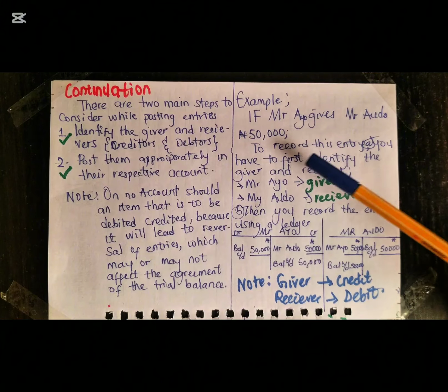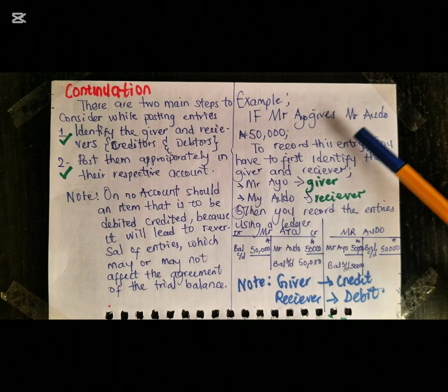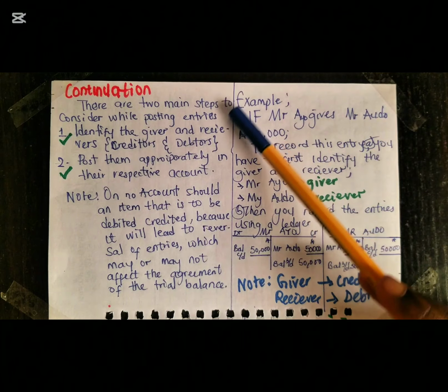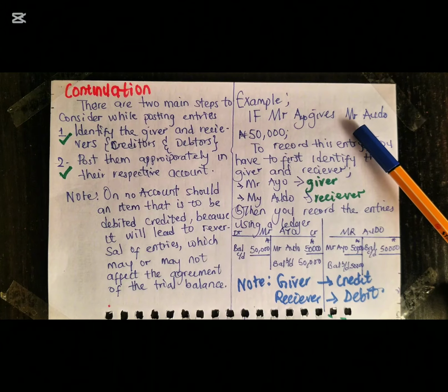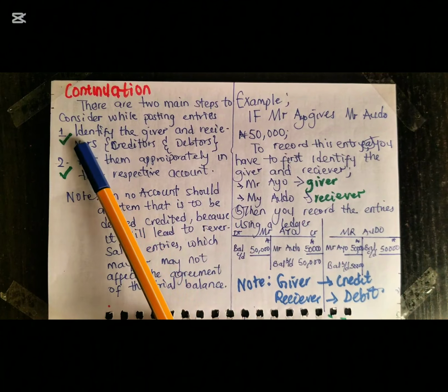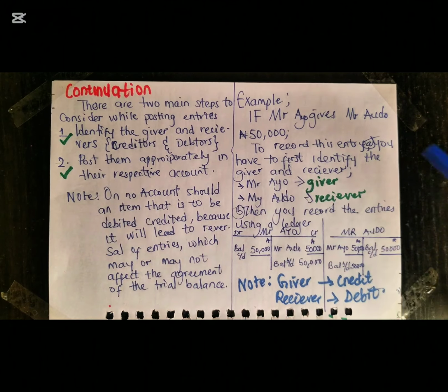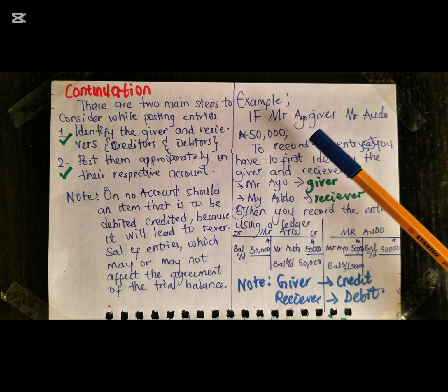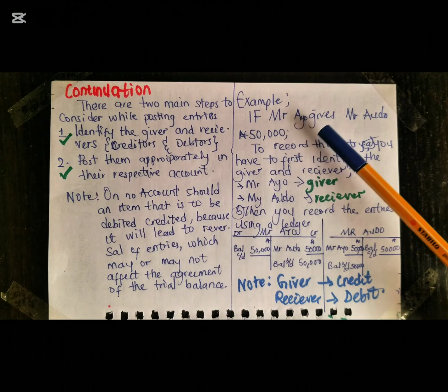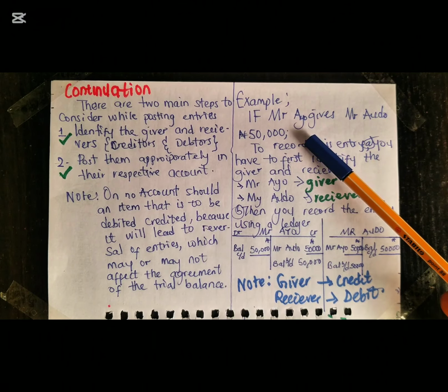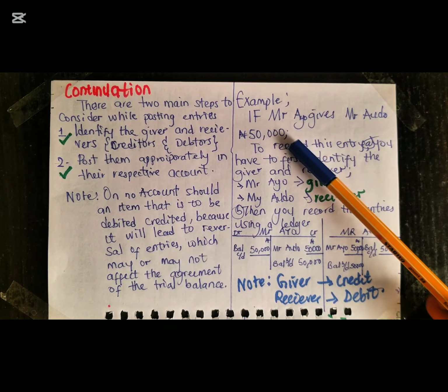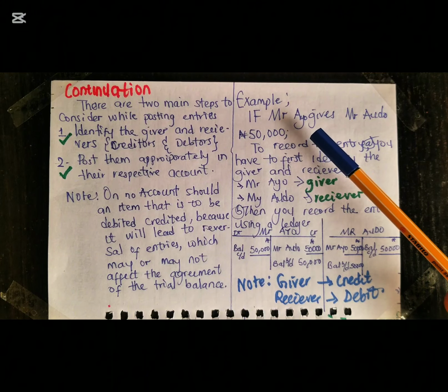So let's see it. If Mr. Ayo gives Mr. Aldo 50,000 naira, this is the example, right? The first thing that should be in your mind is who is giving and who is receiving. Why? Because that's our number one stage, to identify the giver and the receiver. So who is giving? Mr. Ayo is giving, while Mr. Aldo is receiving.